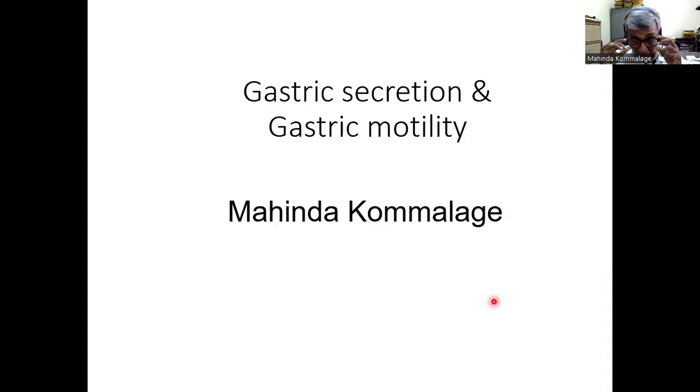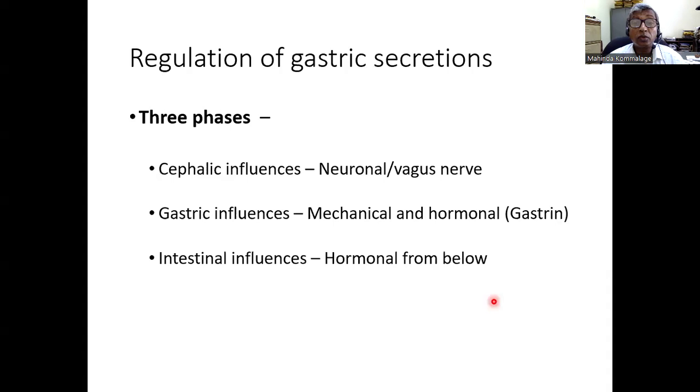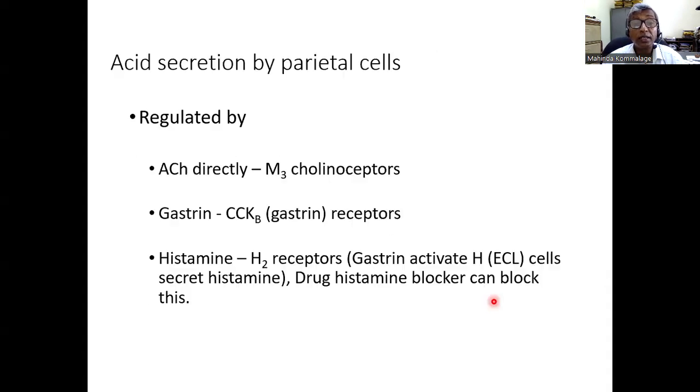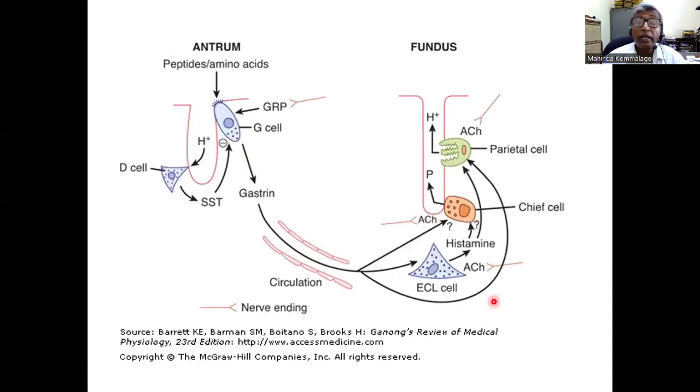Right. So yeah, in the last lecture, I tried to explain the gastric secretions mainly. I explained the three phases: cephalic phase, gastric phase, and intestinal phase. And I explained the acid secretion by parietal cells. What are the factors that stimulate it? From the vagus nerve, gastrin from G cells, and then histamine. Then I explained the factors that control the G cells.